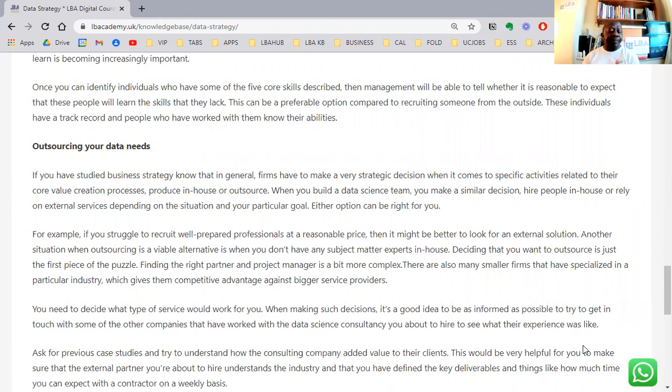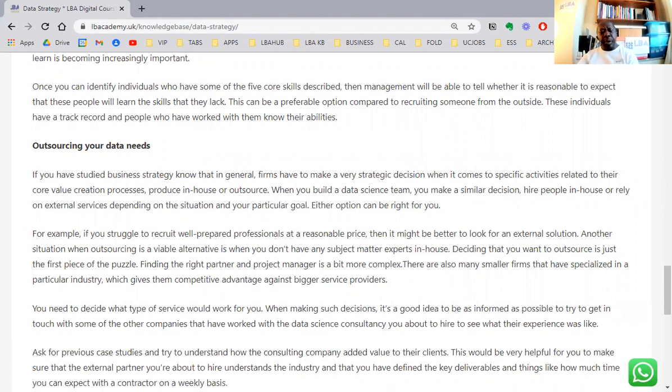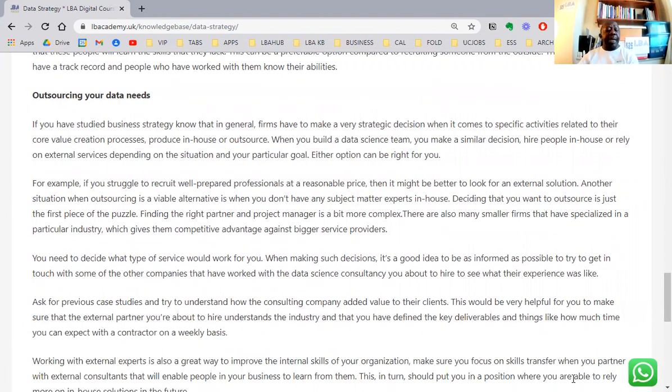For example, if we struggle to recruit well-prepared professionals at a reasonable price, then it might be better to look for an external solution. Another situation when outsourcing is a viable alternative is when you don't have any subject matter experts in-house. Deciding you want to outsource is just the first piece of the puzzle. Finding the right partner and project manager is a bit more complex.